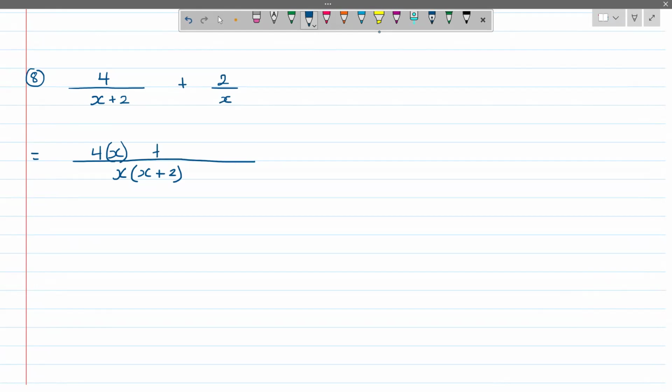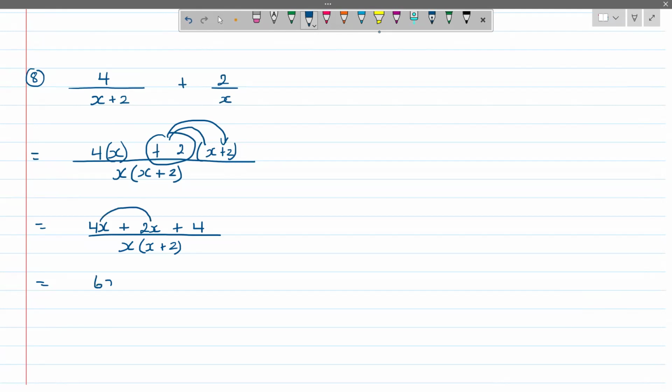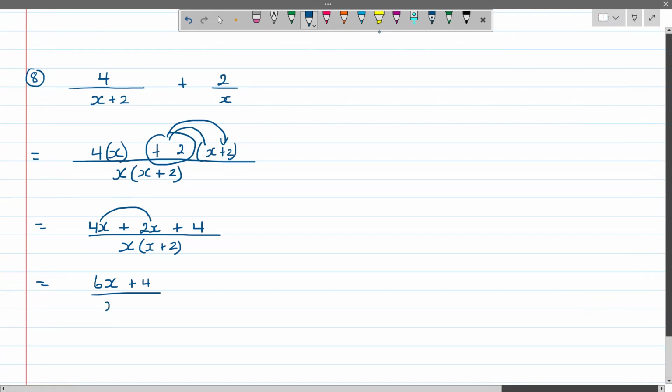Bring down my plus. x into x by x plus 2: the x's will cancel and I'll remain with x plus 2 by this 2 on top of here. So I get 4x, plus this 2 now multiplied by x will give me plus 2x, and this 2 multiplied by this 2 will give me plus 4. So 2x and 4x, we're going to get 6x plus 4 over x into x plus 2.